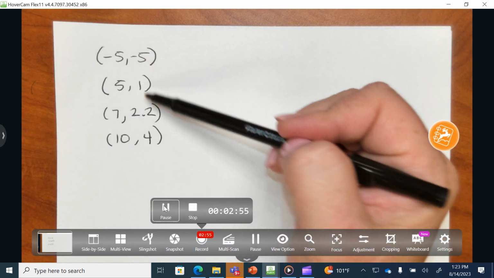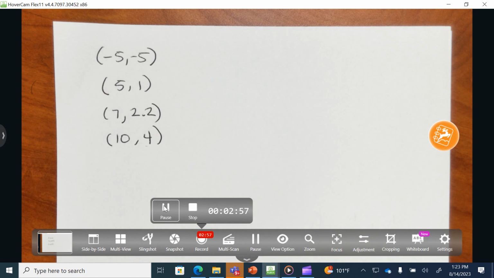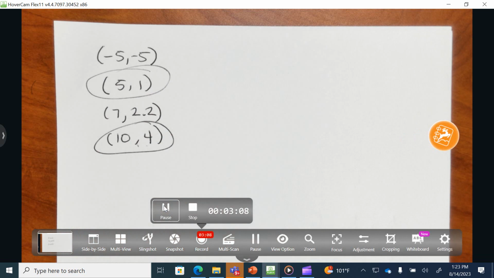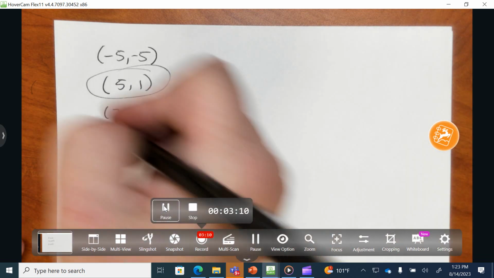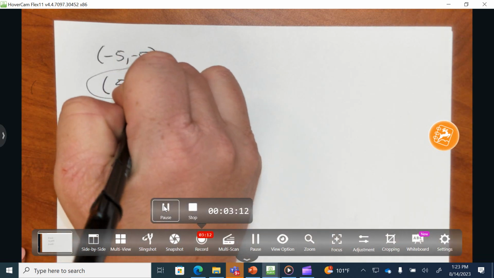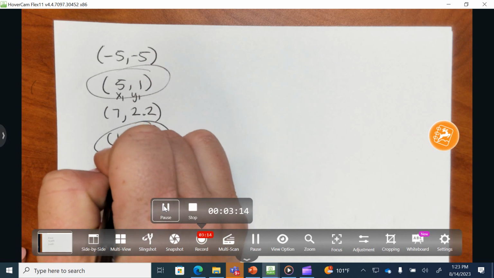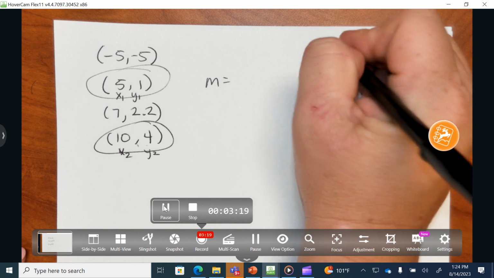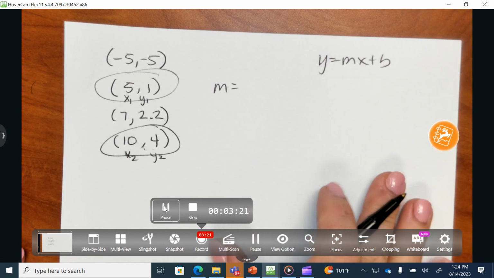I'm provided with 4 different ordered pairs that all belong to the graph of a linear function. And so I'm going to choose 2 of these. Which 2 I choose is up to me. I'm going to choose these 2. 1, they don't have decimals, and 2, they don't have negatives. This is the first point, x sub 1, y sub 1, and x sub 2, y sub 2. Now let's start by identifying what is the slope of this line.